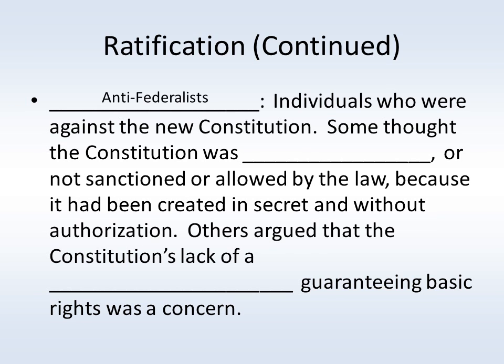On the opposing side were the Anti-Federalists, individuals who were against the new Constitution. The Anti-Federalists were not as united in their cause as the Federalists were. Some felt the Constitution was extra-legal, or not sanctioned or allowed by the law, because it had been created in secret and without authorization. But others simply argued that the Constitution lacked a Bill of Rights, and that if a Bill of Rights were added guaranteeing basic freedoms and rights, the new Constitution would not be objectionable.